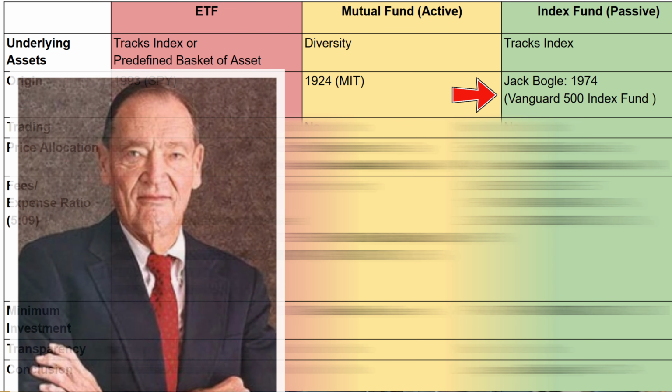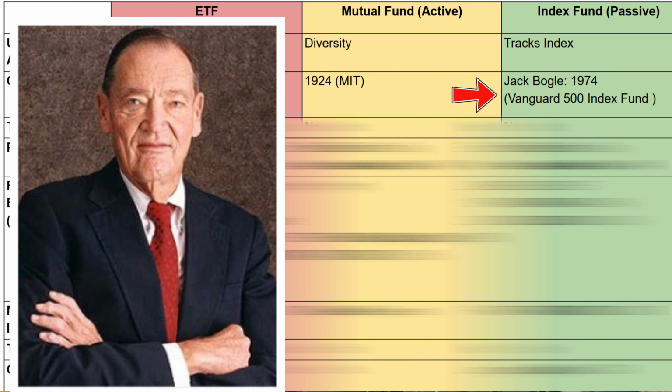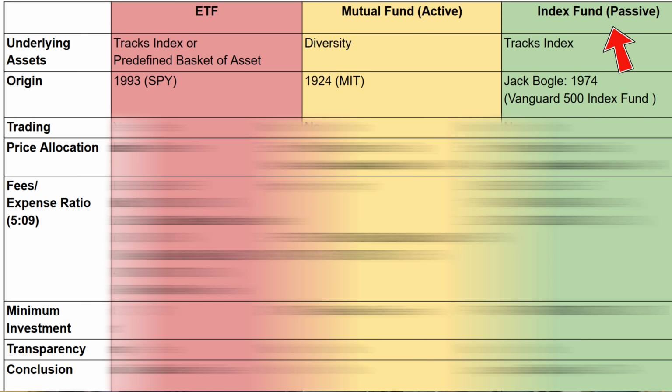Jack Bogle in 1974 observed that active management often leads to subpar results due to high fees and inconsistent performance. So he came up with this new fund called the index fund, which was a passively managed mutual fund, and they called it an index fund because they were just mirroring the indexes. The first index fund was the Vanguard 500 Index Fund, which mirrored the S&P 500 index.